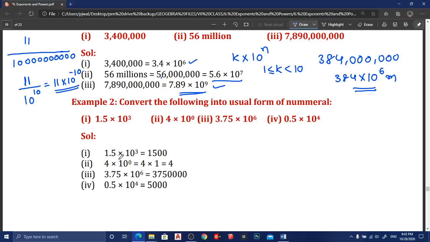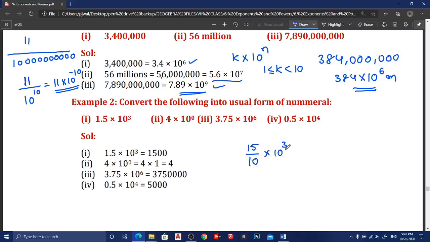So the first one is 1.5 into 10 cube. 1.5 into 10 cube, how can you convert this? First you remove this point. You know how to write the decimal point in the form of a fraction. By removing this, write 10 here. After the decimal point, one digit is there, so you can write 15 by 10. This is 10 cube.